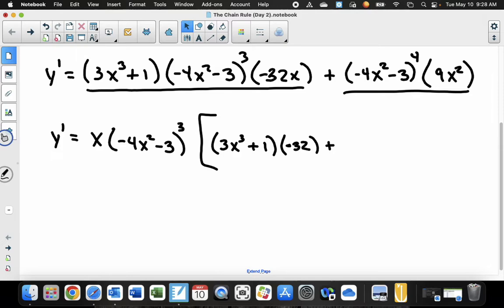Well, this first factor, we took out 3 of those, which means there's still 1 left. So we still have negative 4x squared minus 3 to the first power, if you will. And then this 9x squared, we took out an x. We didn't take any numbers out, we just took an x out, so there's still a 9x in that spot.